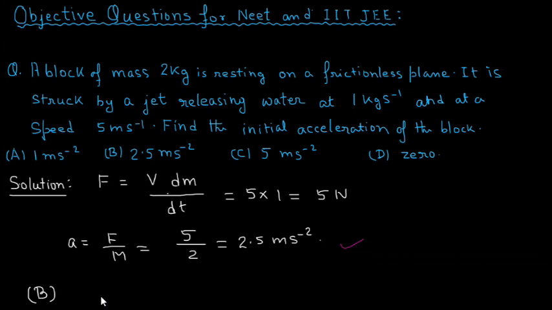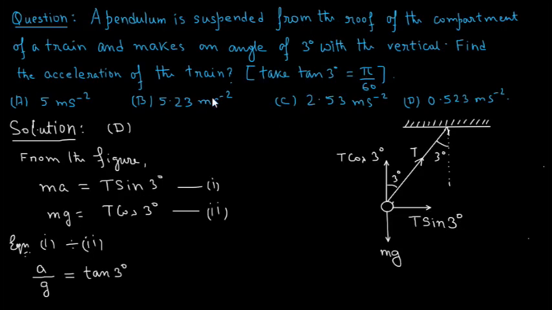Let us see the next problem. Here the problem is a pendulum is suspended from the roof of a compartment of a train and makes an angle of 3 degrees with the vertical. Find the acceleration of the train. Take g as 10, 3 degree is equal to pi by 60. Options are A 5 meter per second square, B 5.23 meter per second square, C 2.53 meter per second square, D 0.523 meter per second square.